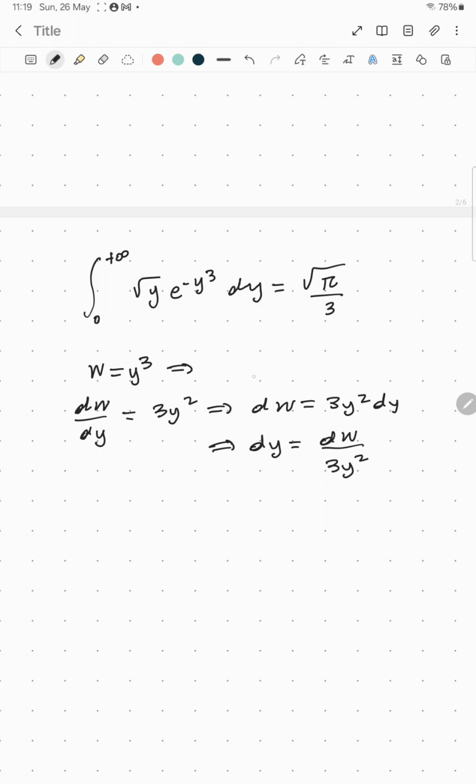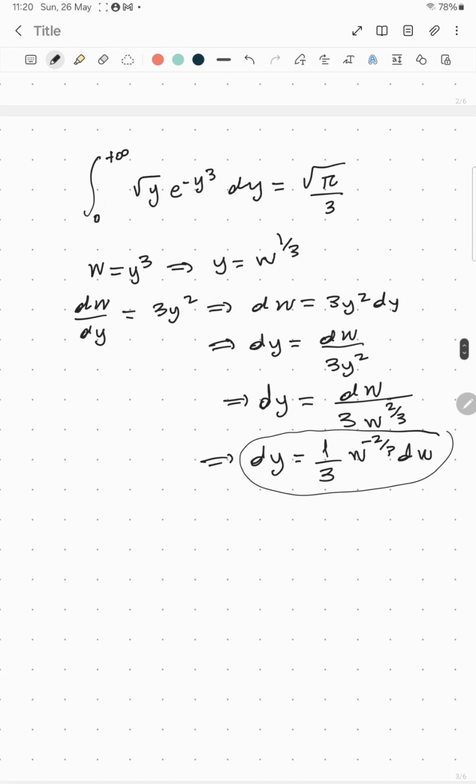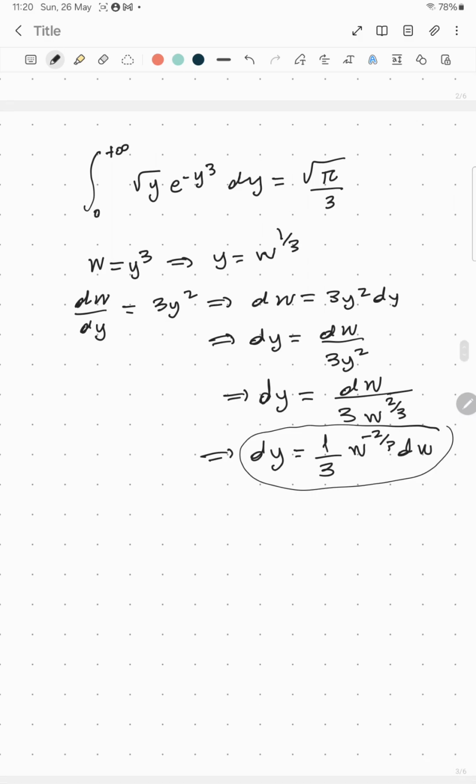Now here y should be w to the power of 1 divided by 3, w to a third, so dy becomes dw over 3, and in the denominator you have w to the 2/3. My differential dy is a third times w to the minus 2/3 dw.